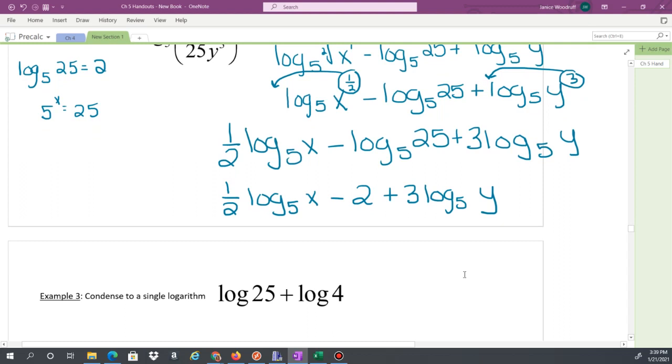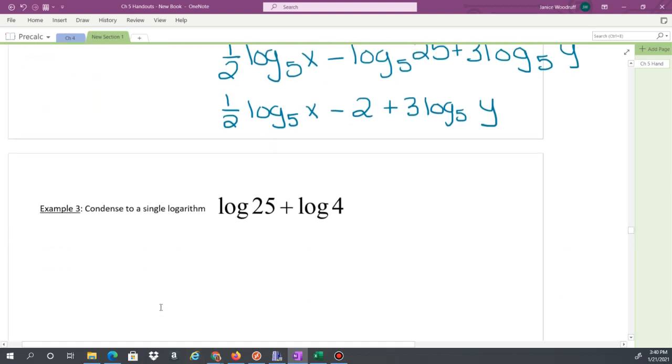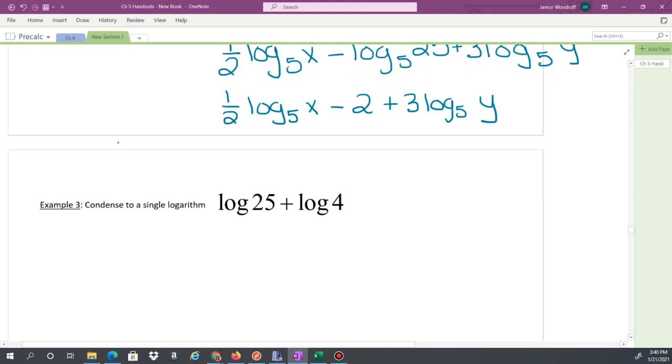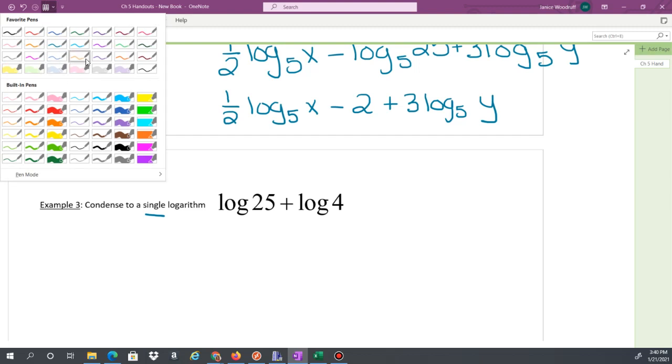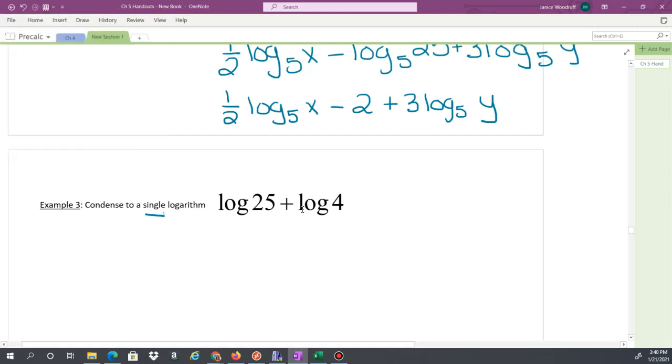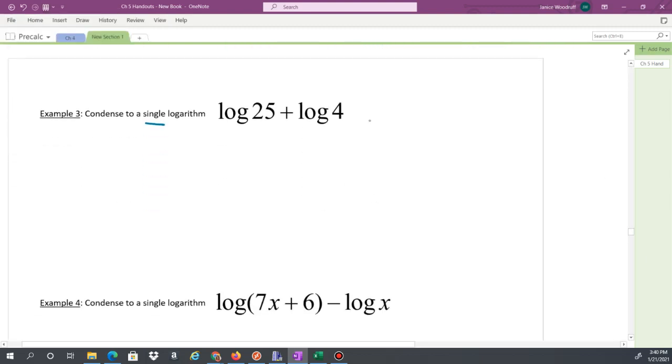Okay, then example 3, we are condensing, which means we're going backwards. You know you are done condensing when you have one logarithm. So condense into a single logarithm. So now we're going backwards. So this is addition. We will make this multiplication.